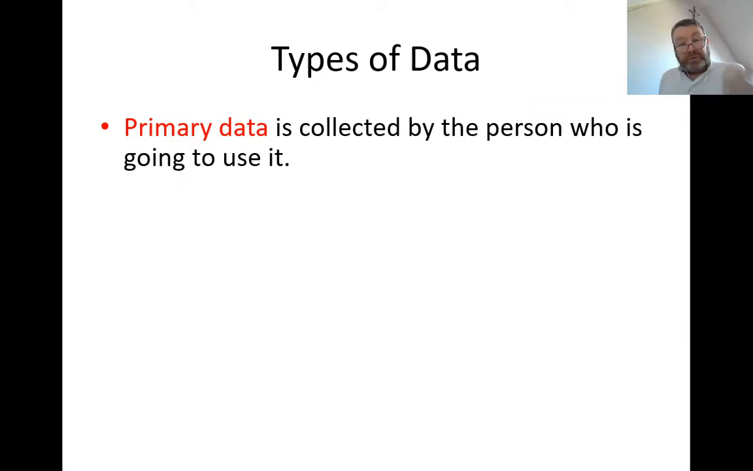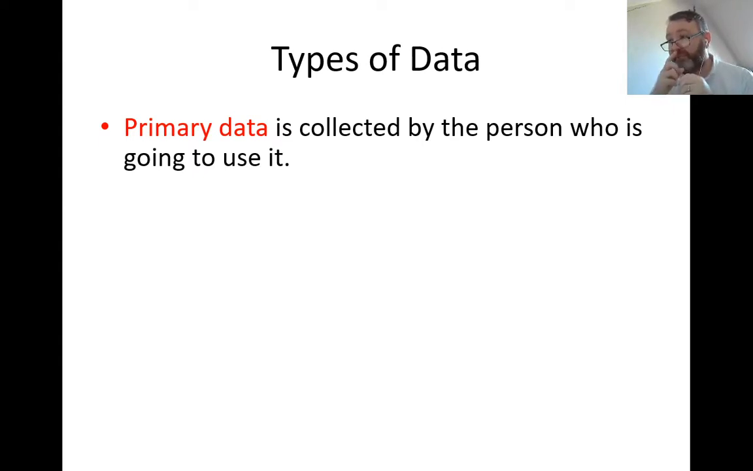Okay, primary data. So when you go around the houses and you knock on the doors and you ask people, how many people do you have in the house? How many grandparents living with you, how many kids, etc. That's getting data firsthand. That's you collecting your own data. And when you collect your own data, that's called primary data.